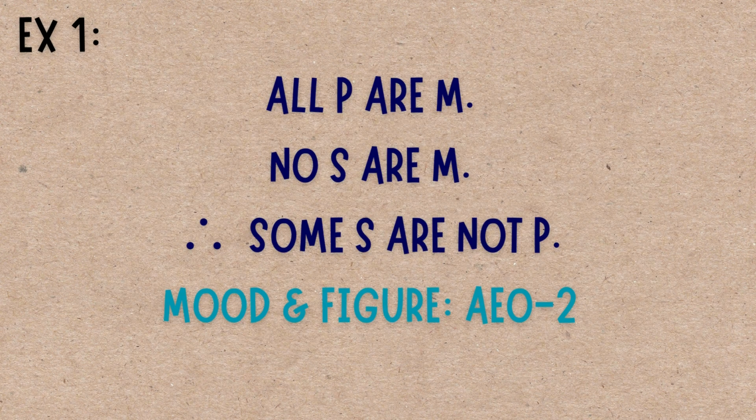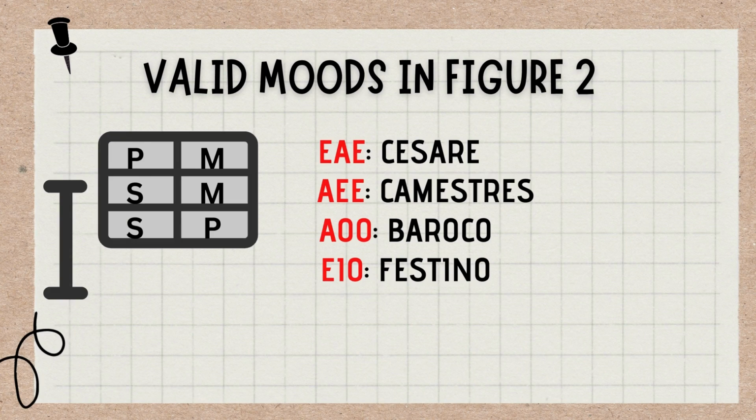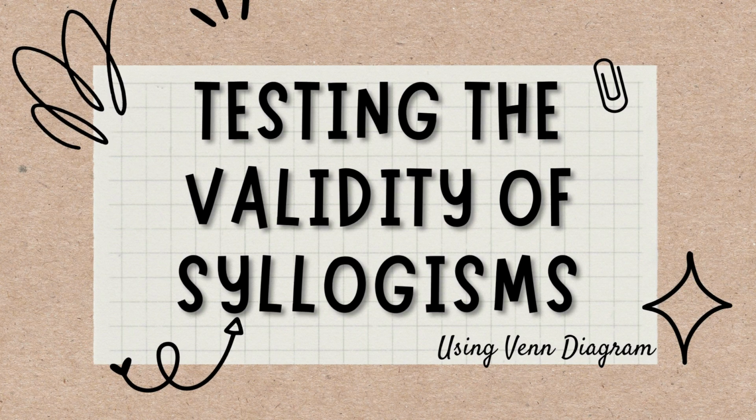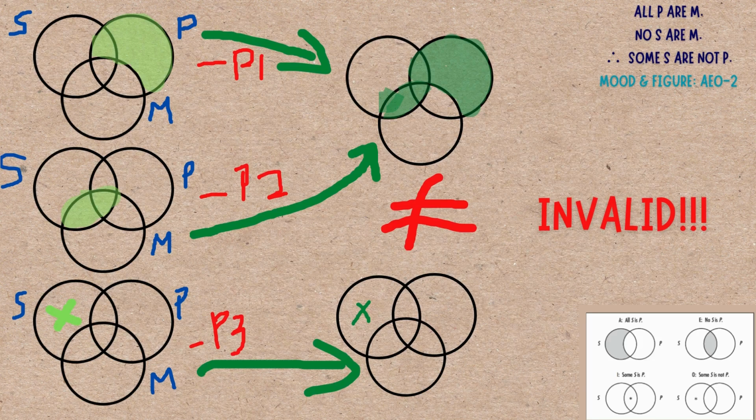In example 1, we have: All P are M, No S are M, Some S are not P. So, we have the figure as 2 and the mood as AEO. Let's go to figure 2 and check whether a mood AEO exists or not. In figure 2, we do not have the mood AEO. So we cannot conclude it as valid. So we need to draw a Venn diagram in order to find if this syllogism is valid or not. Since we can't find the mood in figure 2, let's draw a Venn diagram to find out.